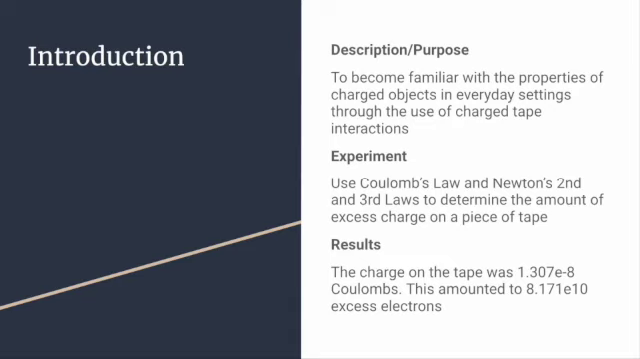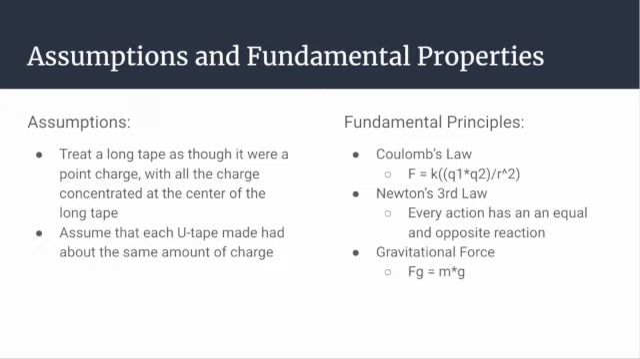And for the results of this lab, I found that the charge on the tape was 1.307 times 10 to the negative 8 coulombs, which amounted to 1.171 times 10 to the 10th excess electrons than we would usually see on a piece of tape.